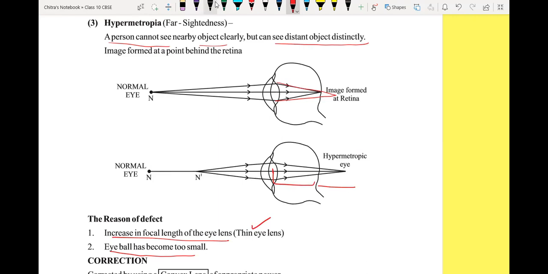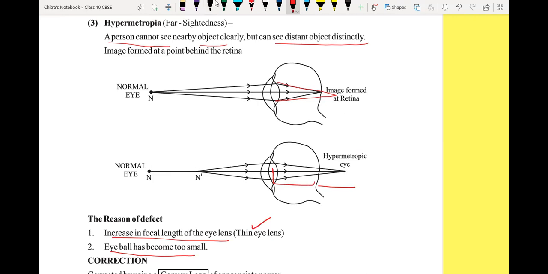So like this happens to old people, sir. They are suffering from hypermetropia. People put on specs when they are reading a newspaper. It is generally most of the time affecting the aging population, and most of the students are also suffering from hypermetropia.